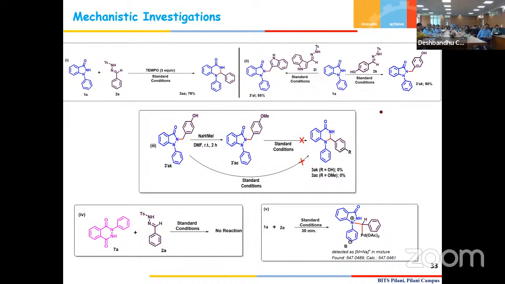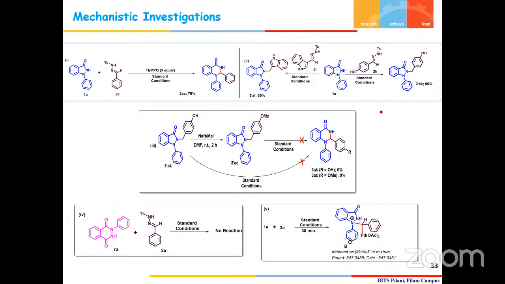We also methylated the hydroxy to the corresponding methyl ether to see whether there could be a rearrangement from this N-alkylated product to the final product, but this never happened. We tried to monitor some reaction intermediate formation by HRMS.